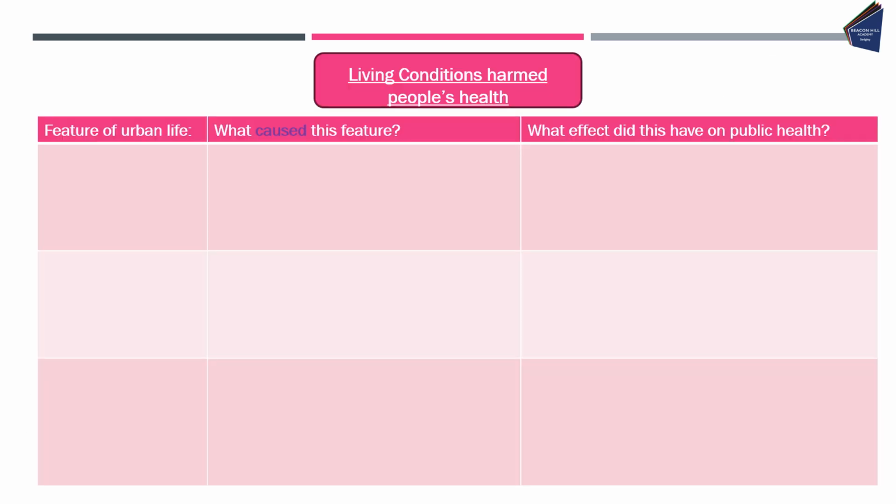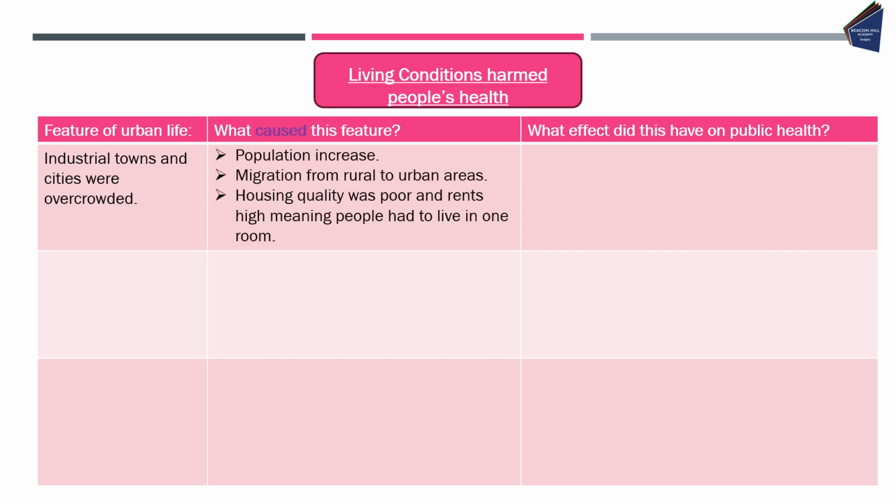So an important thing to note as we go through this is that the living conditions during industrial Britain were exceptionally poor, and as a result of that, they have a really negative impact on people's health. So we're going to have a look at some different features of urban life, so what life was like in the towns and cities, what caused this feature, and then what effect this had on public health. So in terms of industrial towns and cities being overcrowded, in terms of what caused this feature, we have a huge population increase.